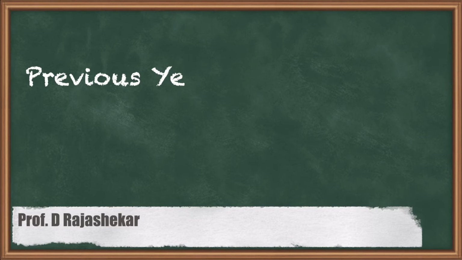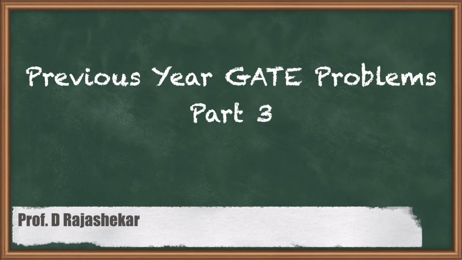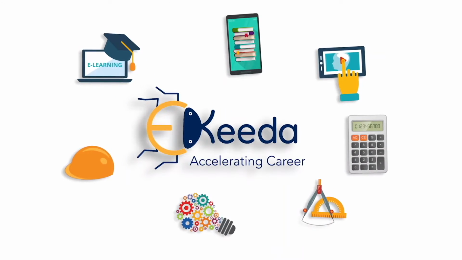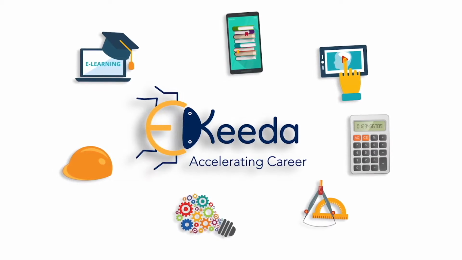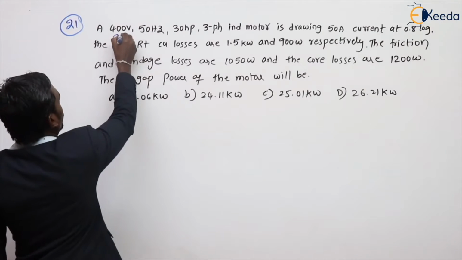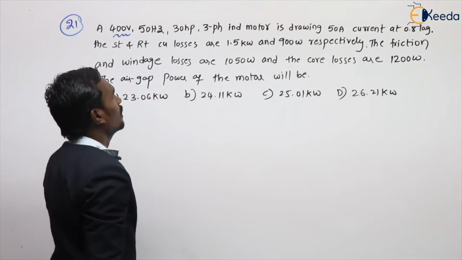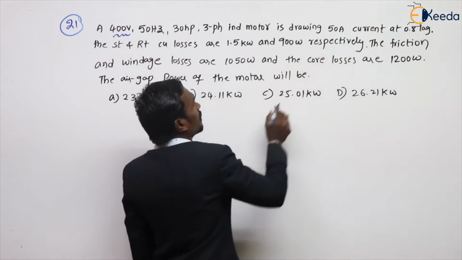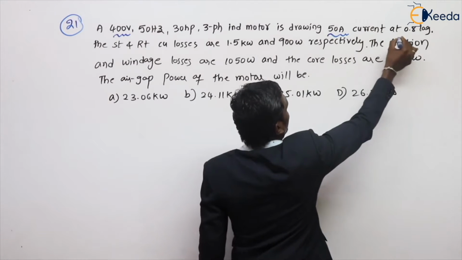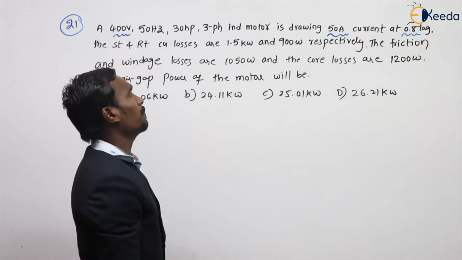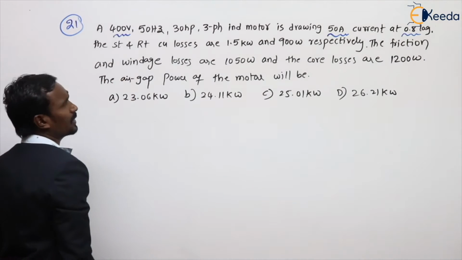Hi friends, in this video, let's see a question on induction machine. A 400 volts, 50 Hz, 30 HP, three-phase induction motor is drawing 50 amperes current at 0.8 lagging power factor.